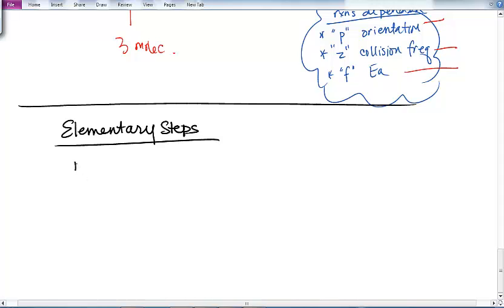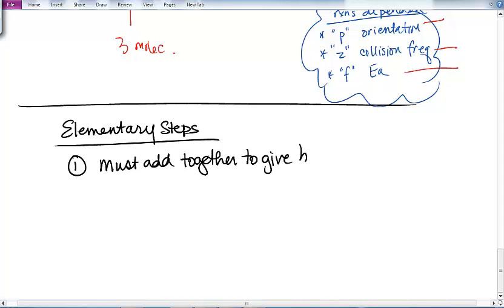The first rule: the elementary steps must add together to give the balanced equation. Like this step happens, and this step happens, and this step happens, but ultimately when you're all finished, they need to add up to give you the equation you were interested in. That one is pretty simple.